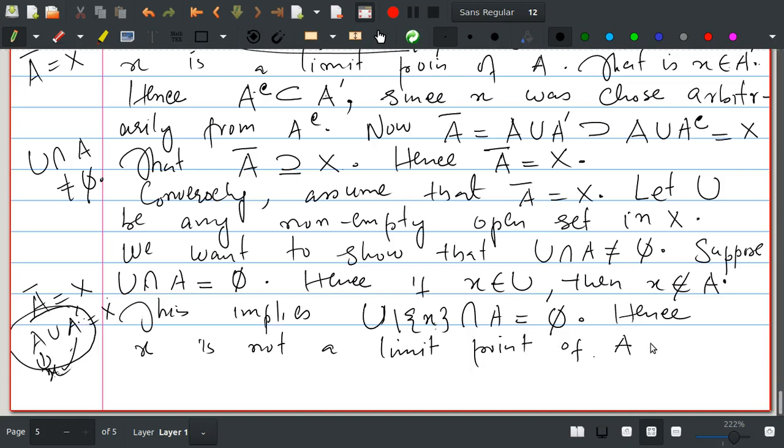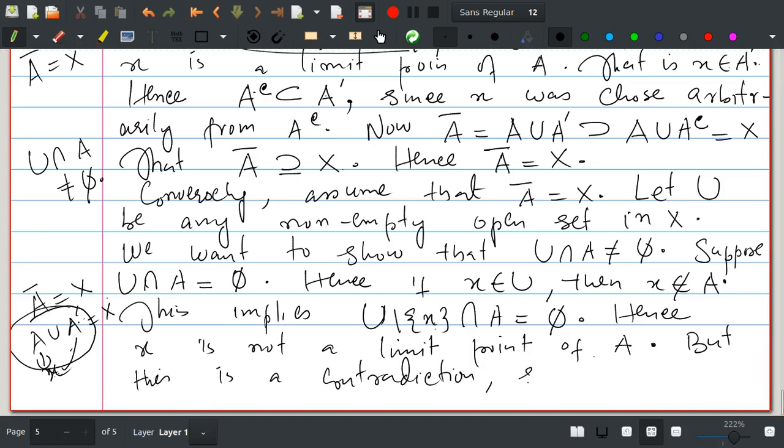So X is not a limit point of A, but this is a contradiction since A closure is X and X is not in A. Now X being an element of X, so this is an element of A closure. So this X lies either in A or A prime or in both, but we are given this X is not in A, so it has to be in A prime. Now X being an element of A prime means X is a limit point of A, but we just proved this X is not a limit point of A, hence our supposition is wrong.